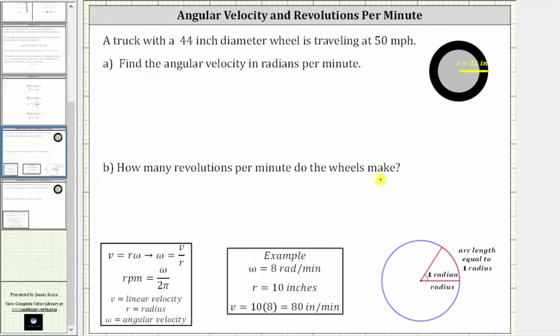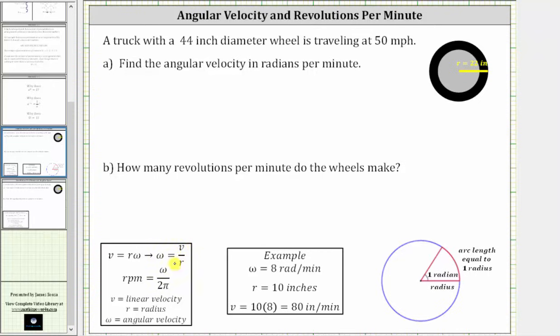The first thing to recognize here is if the diameter is 44 inches, then the radius r is 22 inches, which is half of the diameter. And now looking at the formulas below, the linear velocity v equals the radius r times the angular velocity omega. And because we are looking for the angular velocity, we divide both sides by r to solve for omega, which gives us omega, the angular velocity, is equal to v, the linear velocity, divided by the radius.